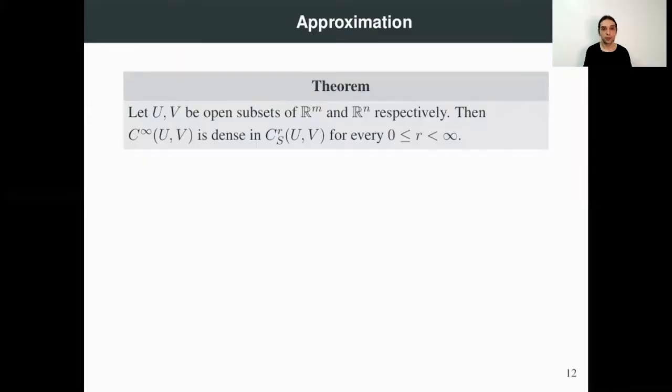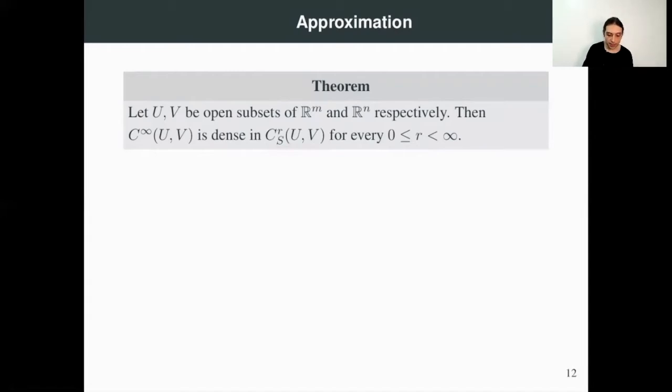Now we are going to show the next result. It's an approximation result. Let U and B be open subsets of Rn and Rn respectively. Then the set of C-infinity maps from U to B is dense in the set of CR maps from U to B, where R is greater or equal than 0 and smaller than infinity. Of course, we are considering the strong topology in the set of CR maps.